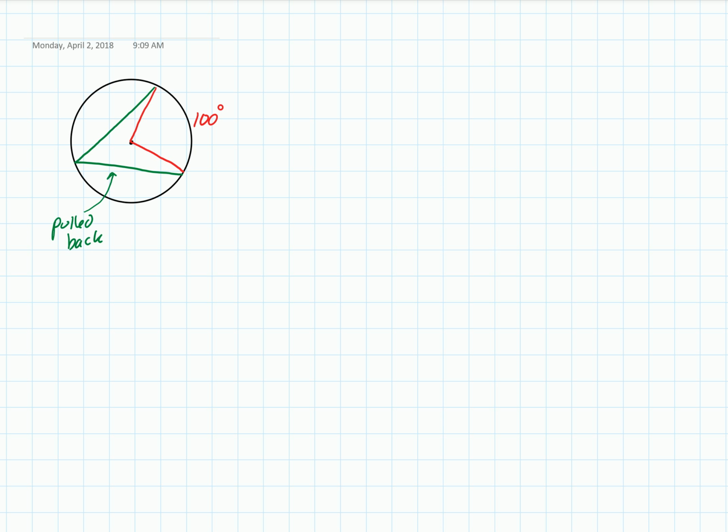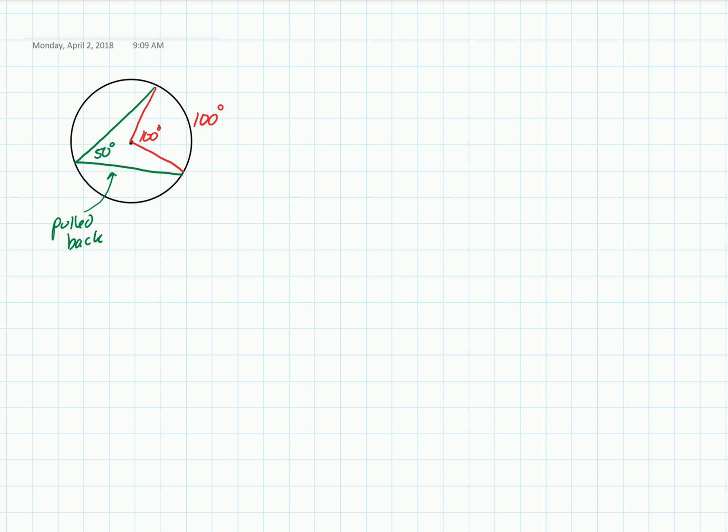Theorem 10.10 says that an inscribed angle will always be half of the arc that it inscribes. So in this particular problem, we see that the central angle would be 100 degrees. But if I pull that angle back so that it's all the way to the edge and it's inscribed, then that angle is half of the arc. So this becomes a 50-degree angle.